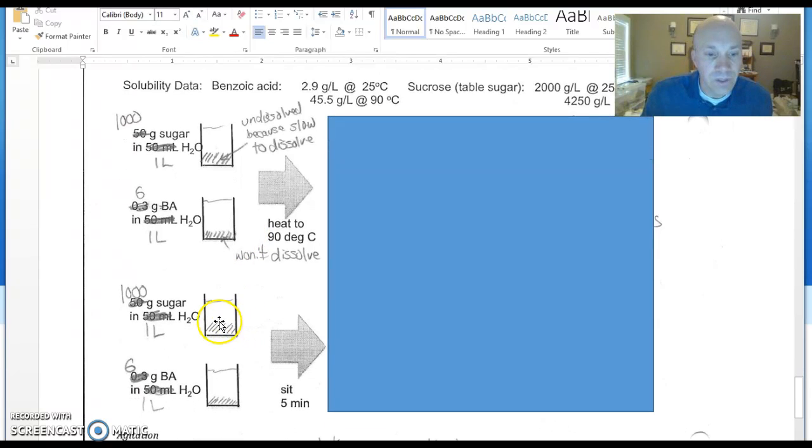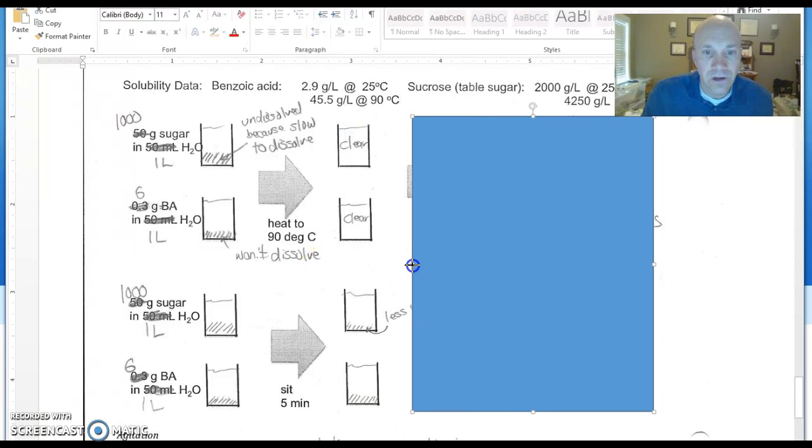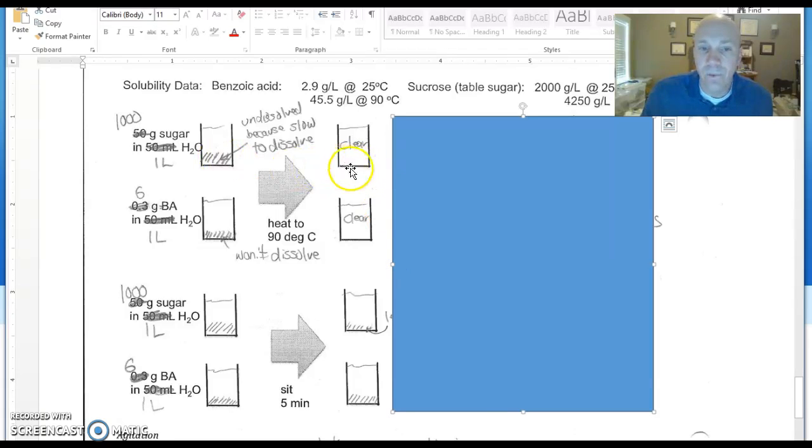Down at the bottom we've got the same situations, and we're just going to do different things to these. So in this situation right here, we're going to heat both of these up to 90 degrees, and let's see what happens. They're going to go clear. Why did the sugar water go clear? It's not because you could dissolve more. The original water could have dissolved it. It's just that this went clear because you sped up the process of dissolution. This is a rate of solution issue.